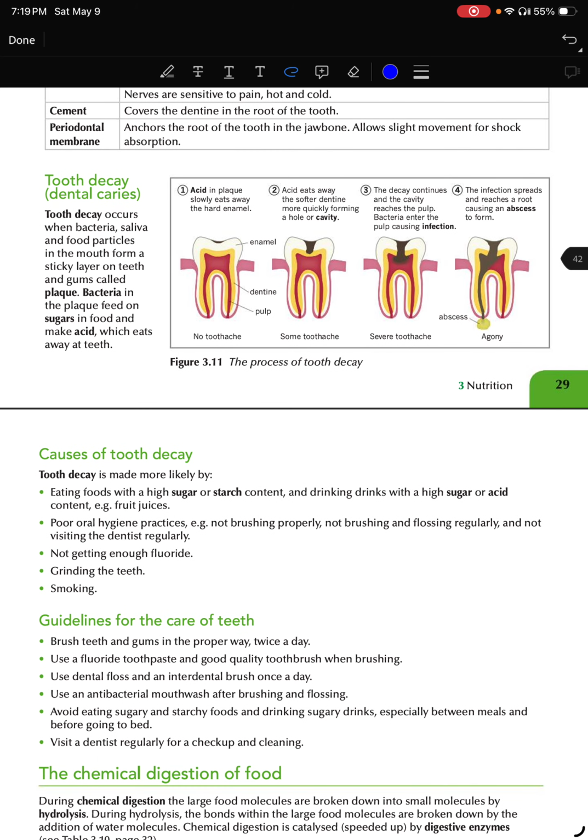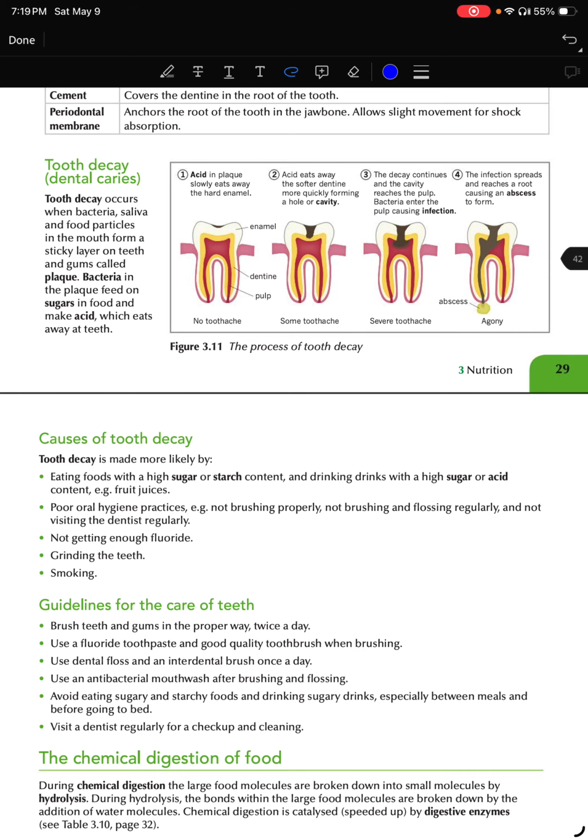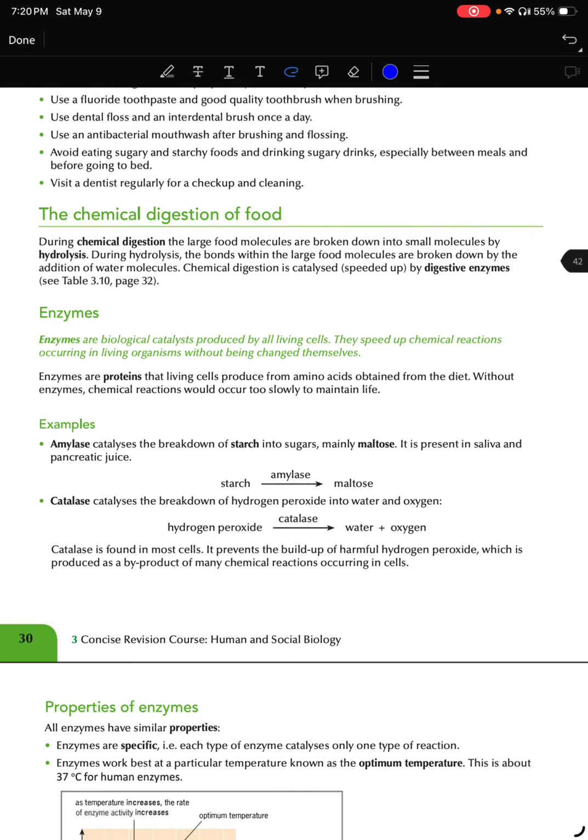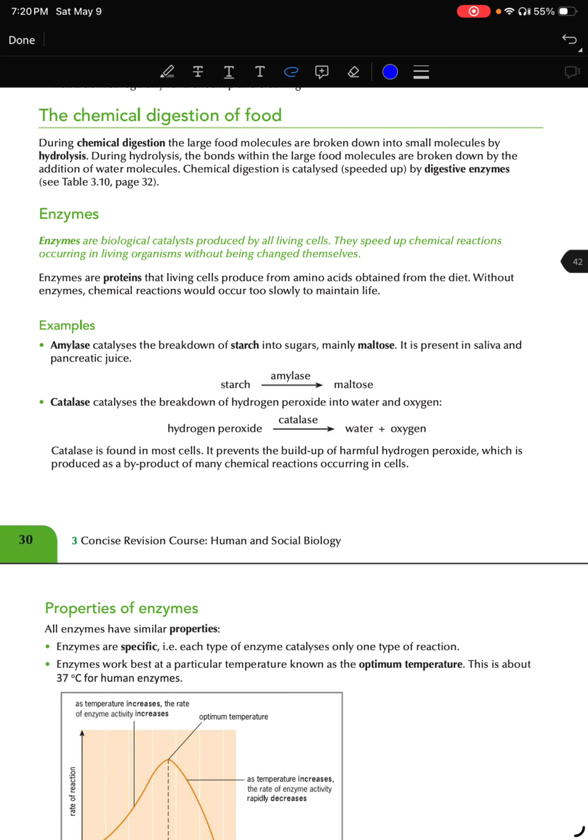Tooth decay is also important in terms of plaque and sugars in the plaque being broken down by bacteria, and those bacteria then release acids onto the teeth and break down the enamel, right? Once you get inside of the tooth and you get touching those blood vessels, those nerves, that's when you start getting pain. Now let's look at the chemical digestion of food.